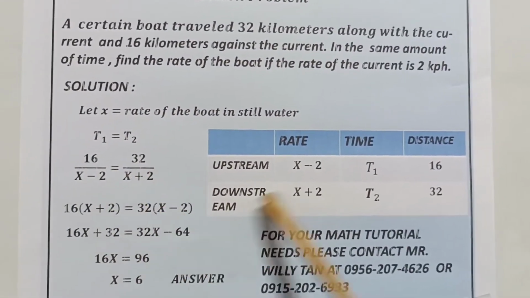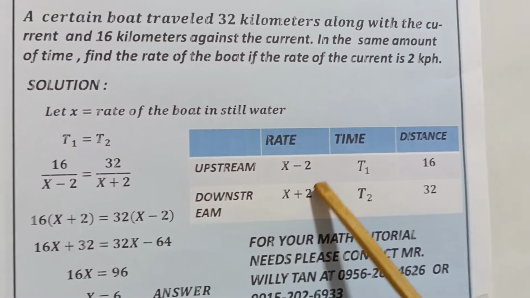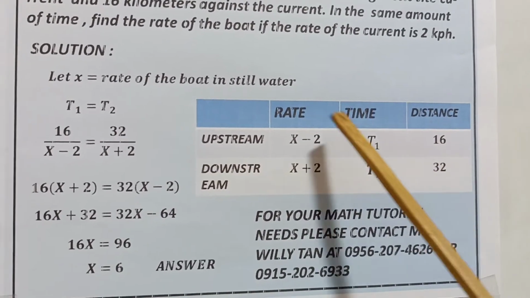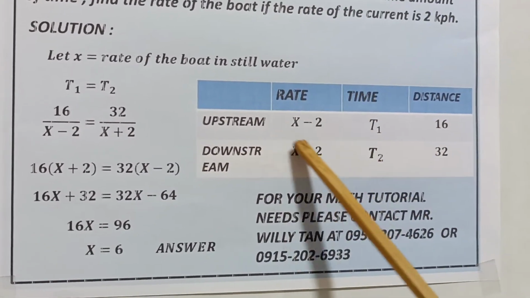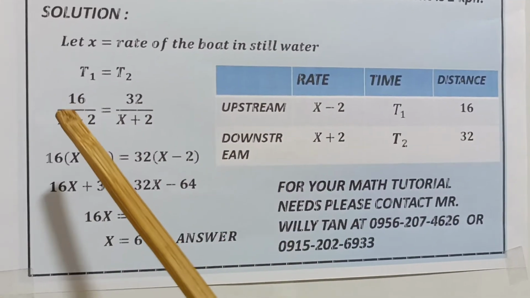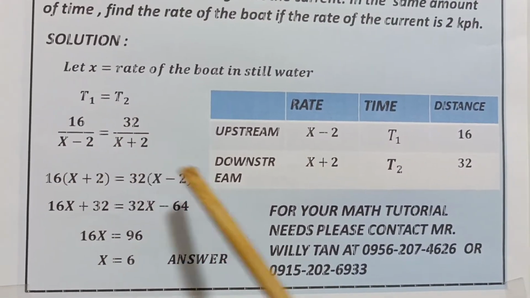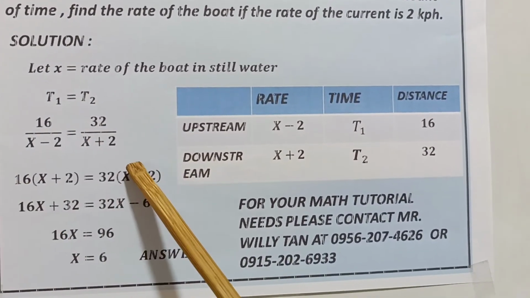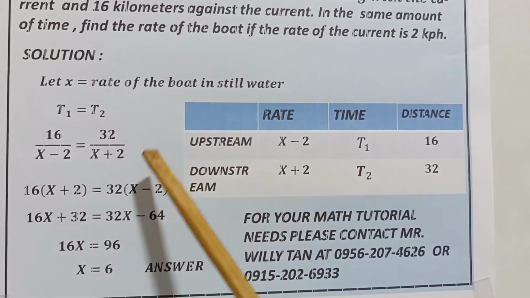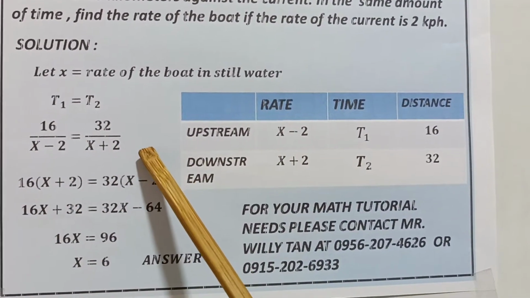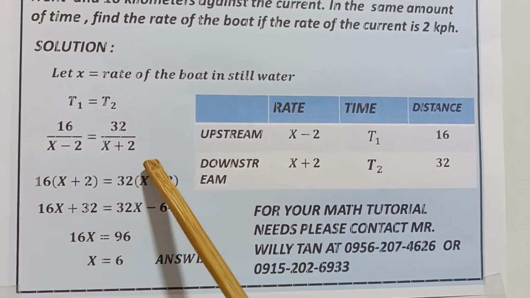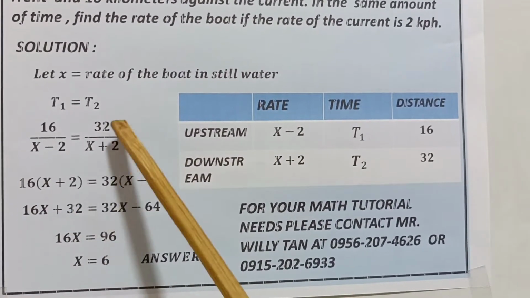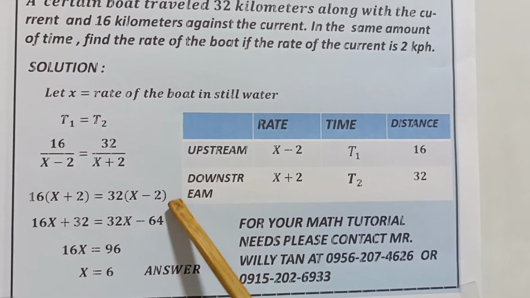As we know, making use of the distance formula, time is equal to distance over rate. So upstream time is equal to 16 over x minus 2, which is equal to our downstream time, 32 over x plus 2. Again, we solve for the value of x and get the LCD of this equation, which is x minus 2 times x plus 2. So we are going to have this equation here, 16 times the quantity x plus 2 is equal to 32 times the quantity x minus 2. That is cross multiplication.